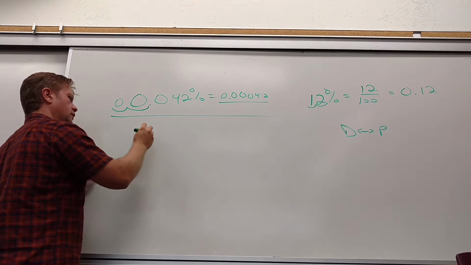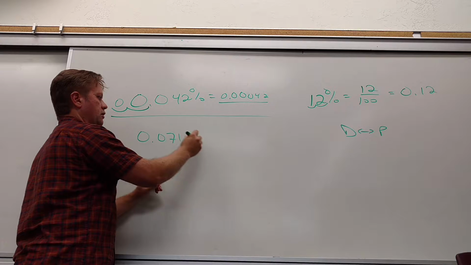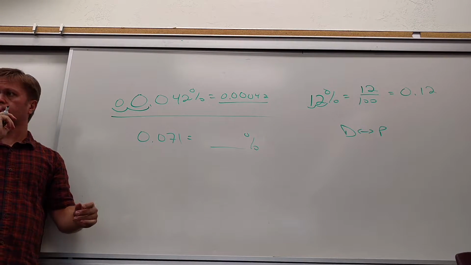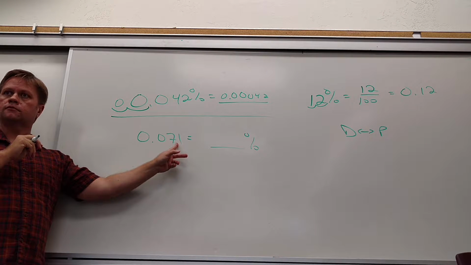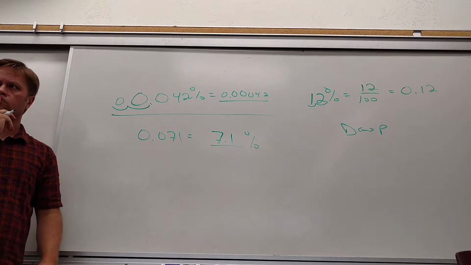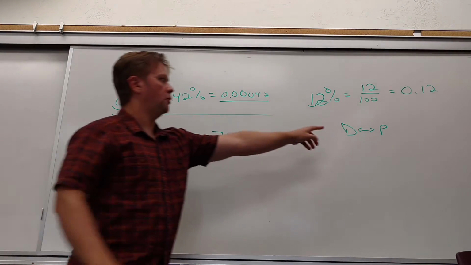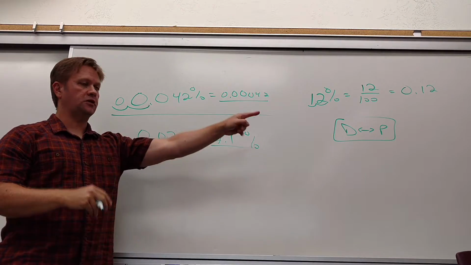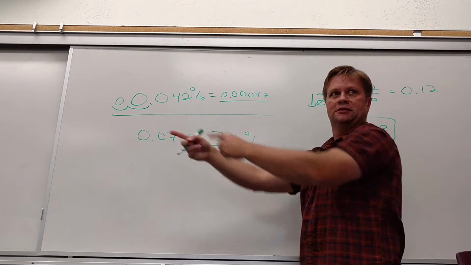So if I have 0.071, how do I make that into a percentage? Multiply by 100. Once, twice, 7.1%. So from a decimal to a percent, we're going this way. Yes, that's the whole point. I must have written it wrong. From decimal to percent, you go that way. From percent to decimal, you go that way.